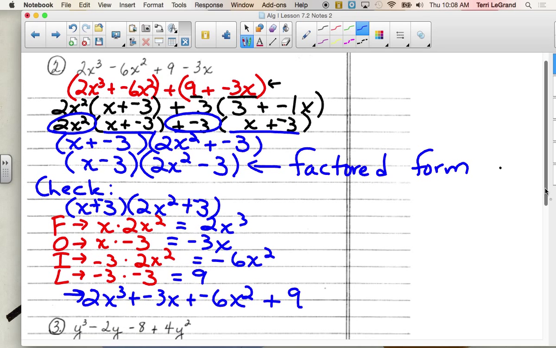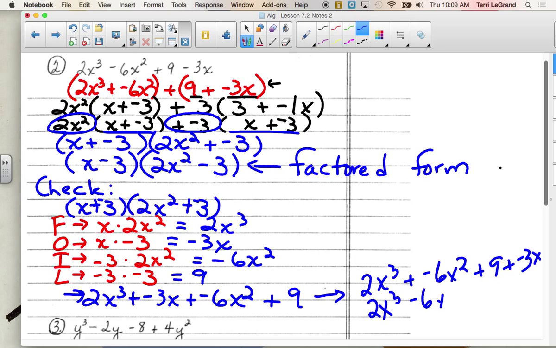It didn't end up in the same order as it was up in the problem. Can you still compare them? In other words, can the x squared and the 9 move over and trade places? So we would have 2x cubed plus negative 6x squared plus 9 plus negative 3x. They had the cubes versus the squares, then the constant, then the x. Clean it up and see if it looks exactly like it when it's cleaned up.